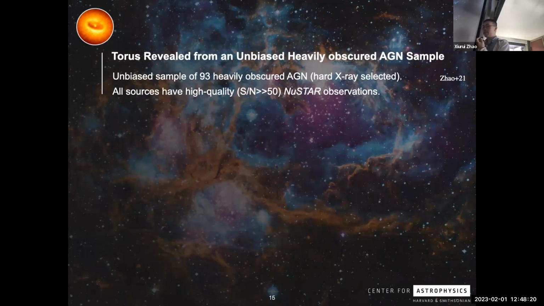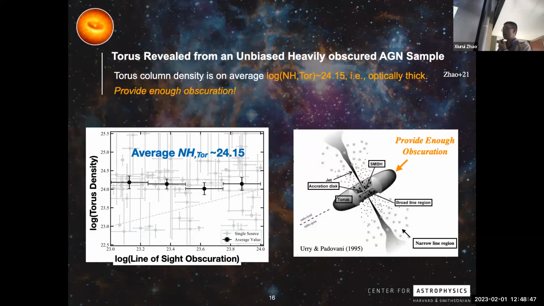So to provide an unbiased result of the AGN torus property, we selected 93 heavily obscured AGN using the hard X-ray Swift BAT All-Sky survey catalog. And all these sources have high quality NuSTAR observation to make sure that we have the best constraints on the torus properties. In this slide, I will show you what is the density of the torus.